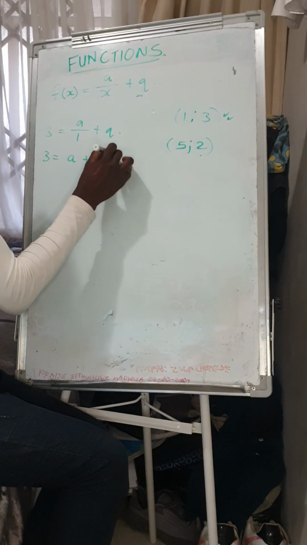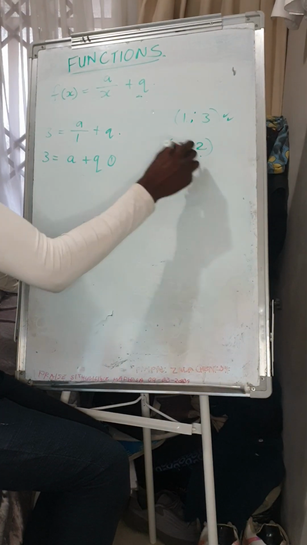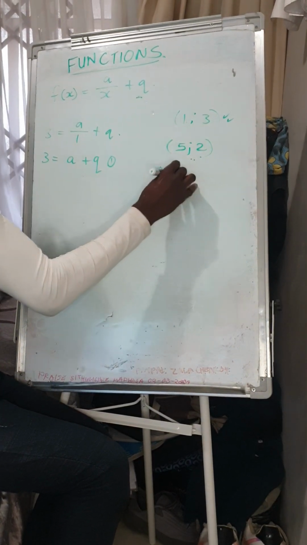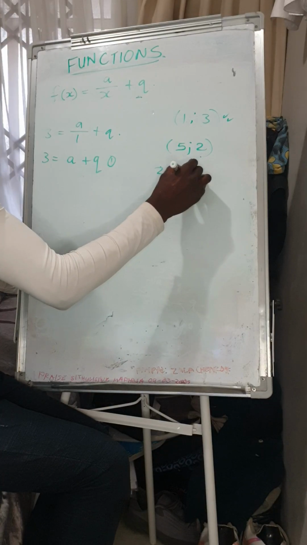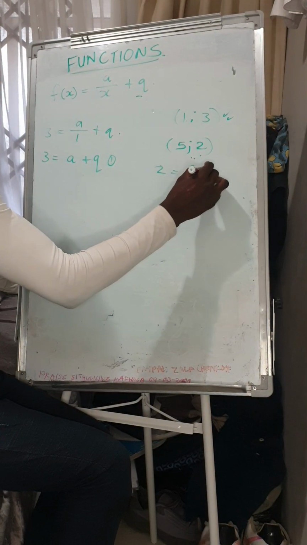That's equation 1. You come again, you substitute this one into there. 2 equals a over 5 plus q, we don't know the value of a, right?